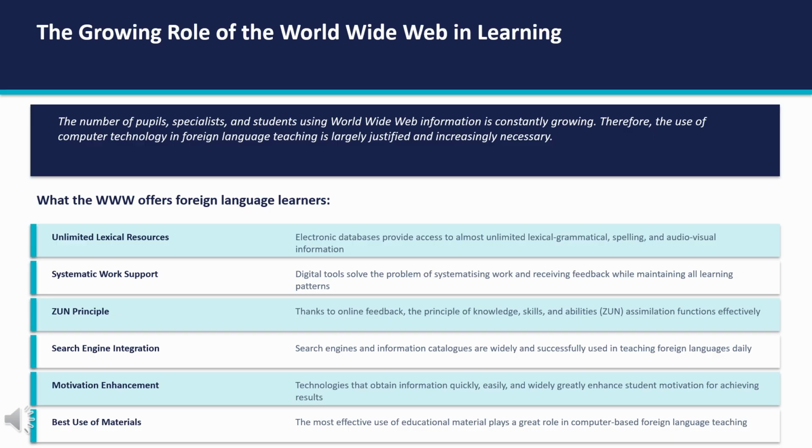Moreover, search engines and information catalogs have become part of everyday foreign language teaching practice. As a result, students gain quicker, broader, and more motivating access to educational material. Thus, the World Wide Web is not merely a source of information, but a dynamic environment for structured and purposeful language learning.